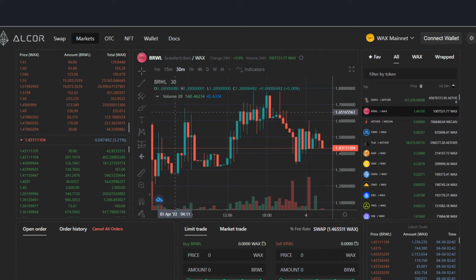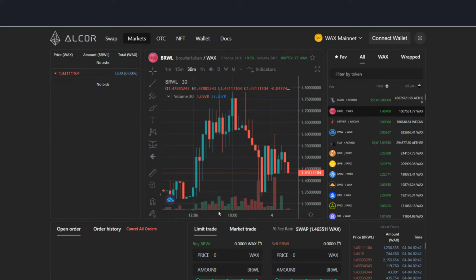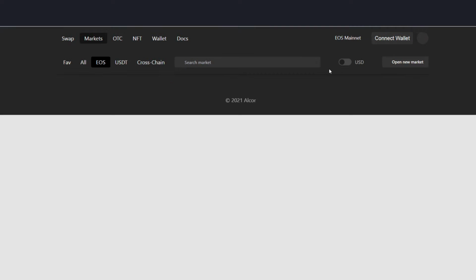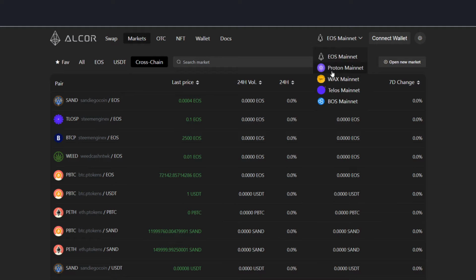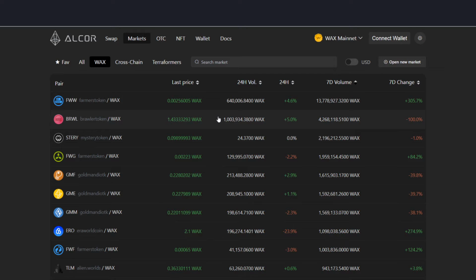Now, first thing first for L-Core, you have to make sure you go to the Wax mainnet. If you don't go to the Wax mainnet, you can never find Brawl. If you go to EOS or whatever it is, you can't find it. So we just go to Wax mainnet, and Brawl should appear. Ta-da! And the 24-hour change is 5%, which is interesting.